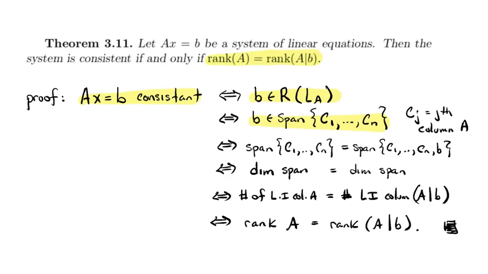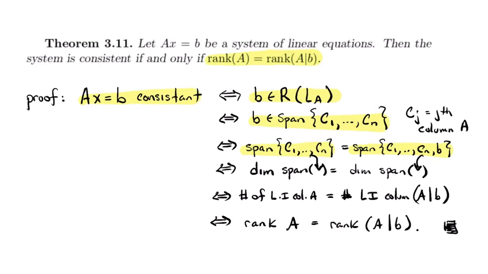So B is in the range if and only if it's in that span, right? You can do kind of a pick a point proof here, but B belongs to the span of those C's if and only if the span of the C's is the same as the span of the set that you get by appending B to the C's. Here I've been a little bit lazy. I'm just trying to say if those two spans are the same, then the dimensions of those spans are the same. So I squeezed that in there, right? Two subspaces are the same if and only if they have the same dimension. All right, I should be careful about that.